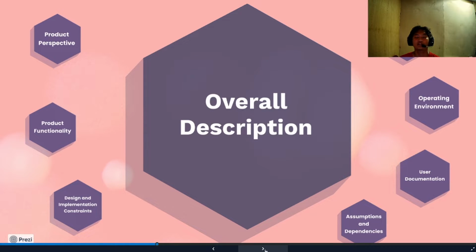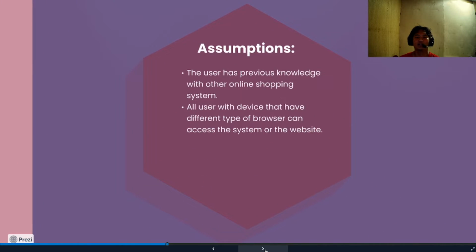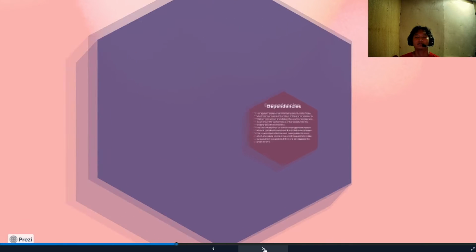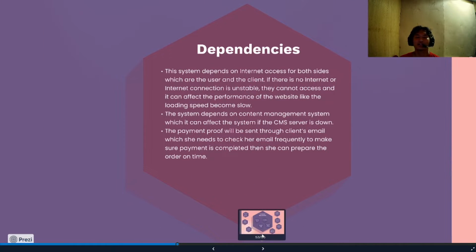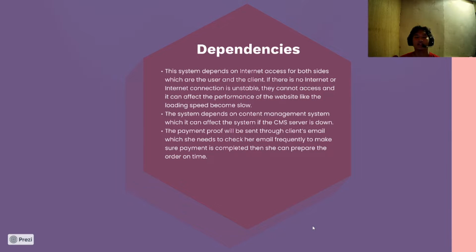Lastly, assumptions and dependencies. For the first one, assumptions. We assume the user has previous knowledge of other online shopping systems such as Shopee and Lazada. All users with devices that have different types of browser can access the system or the website. Next, dependencies. The system depends on internet access for both sides, which are the user and the client. If there is no internet, they cannot access the website.